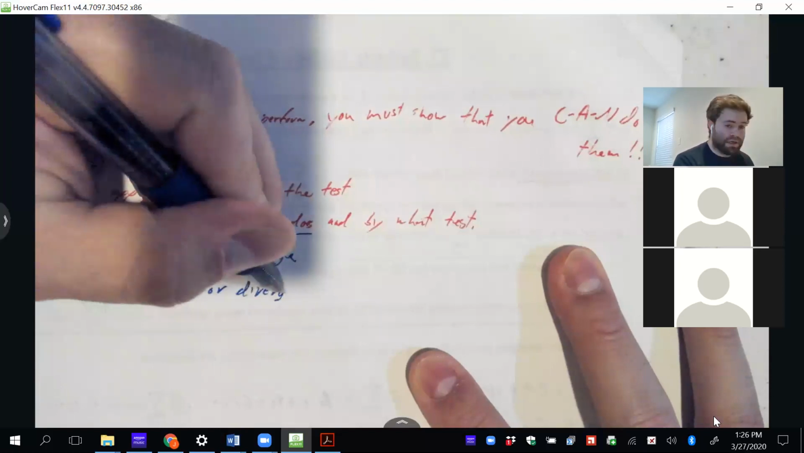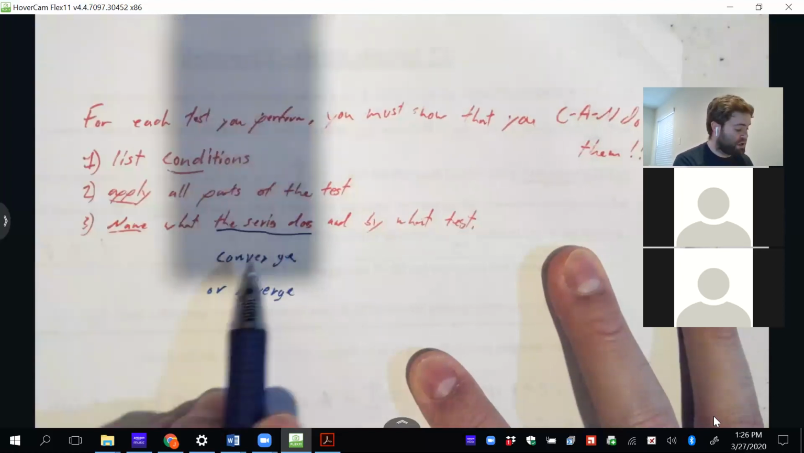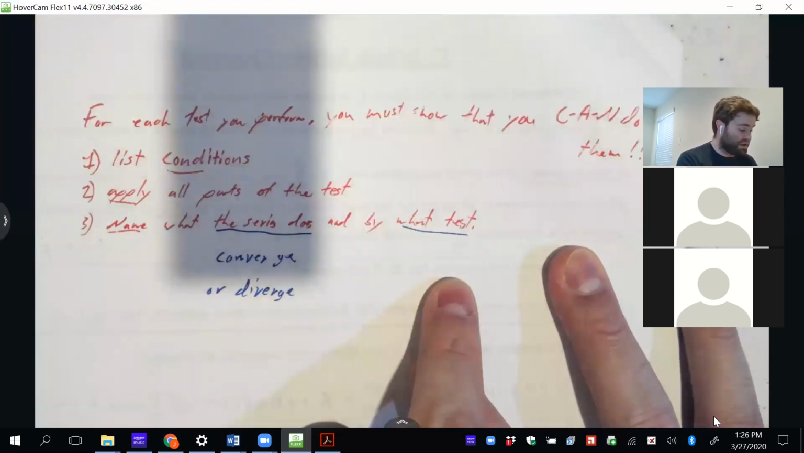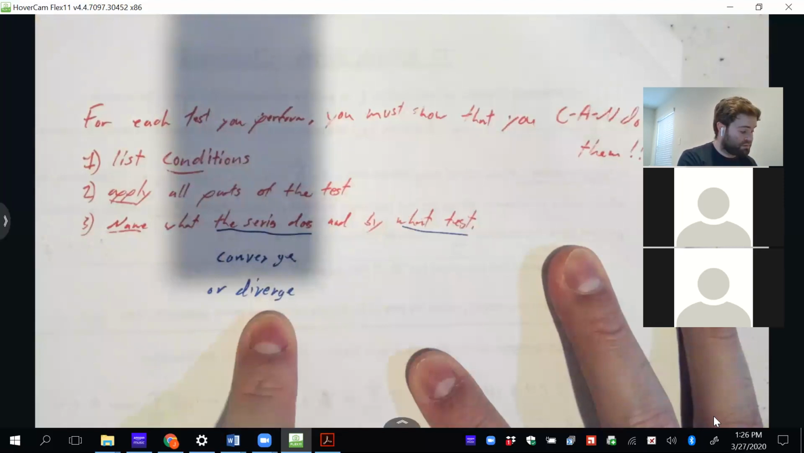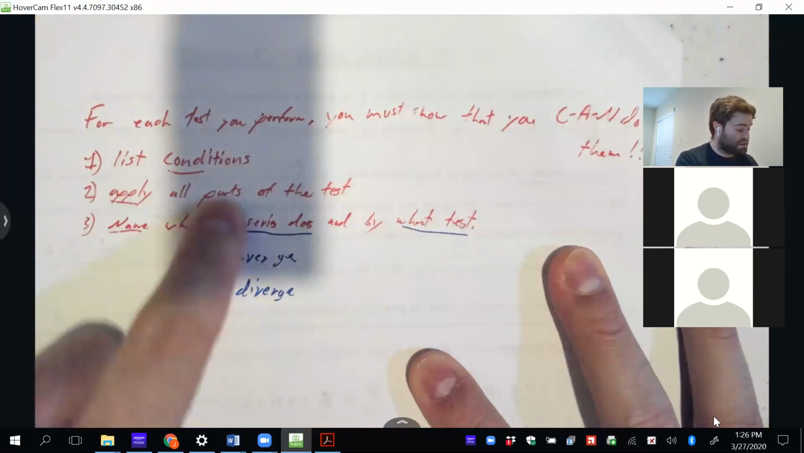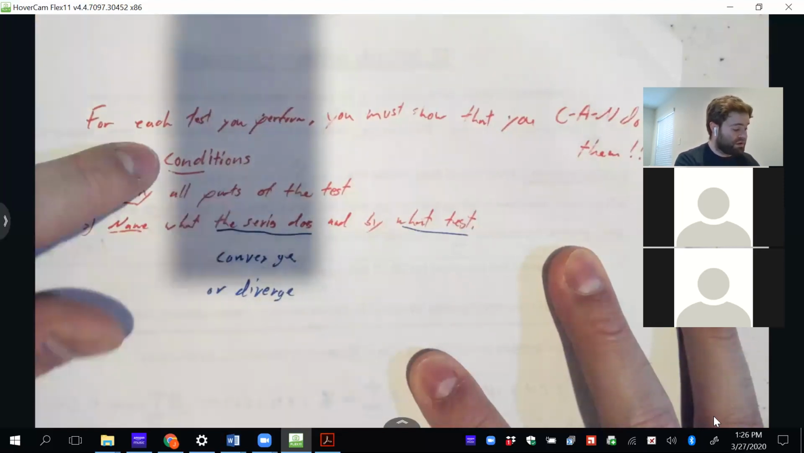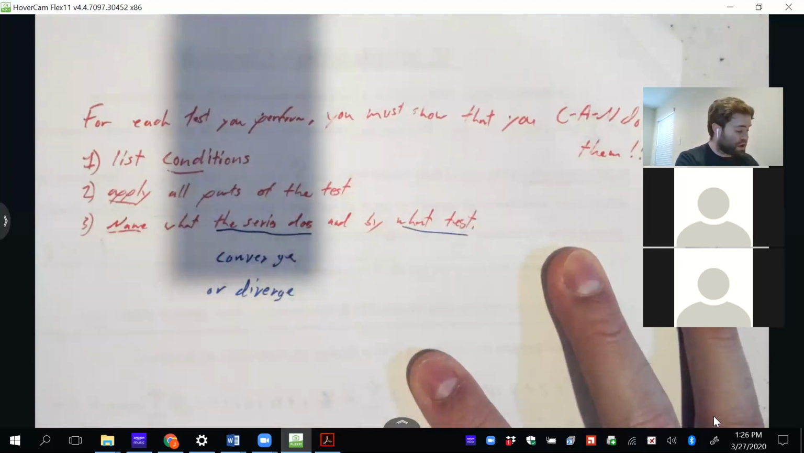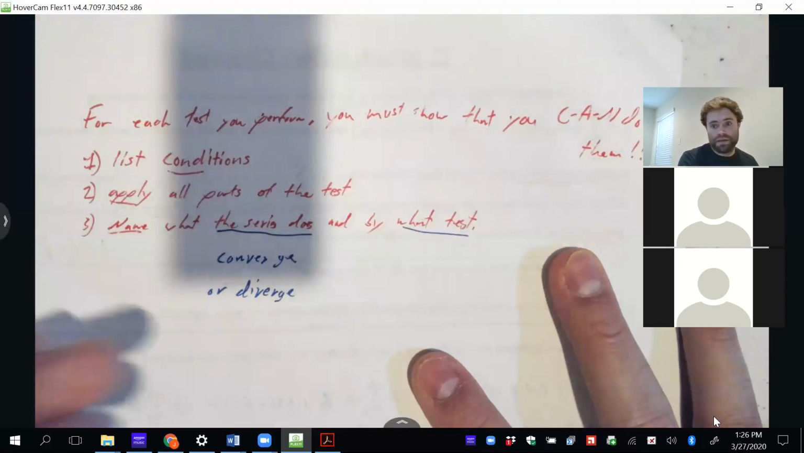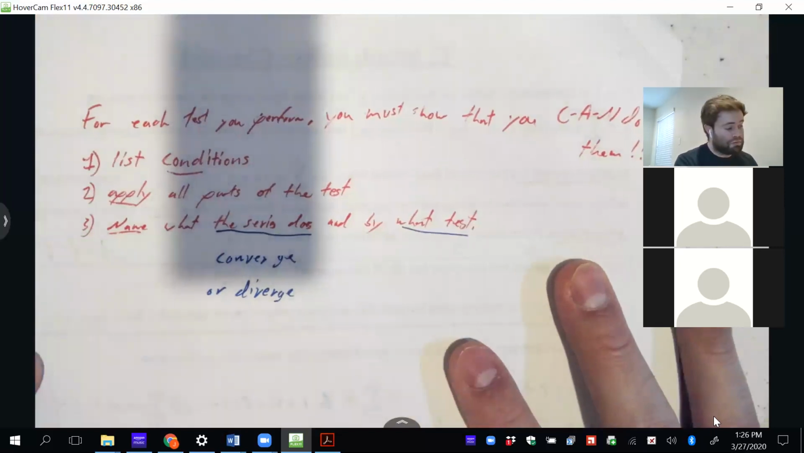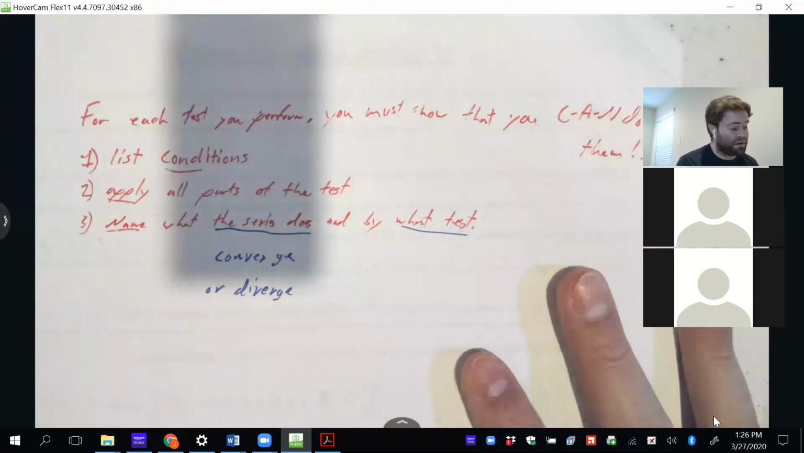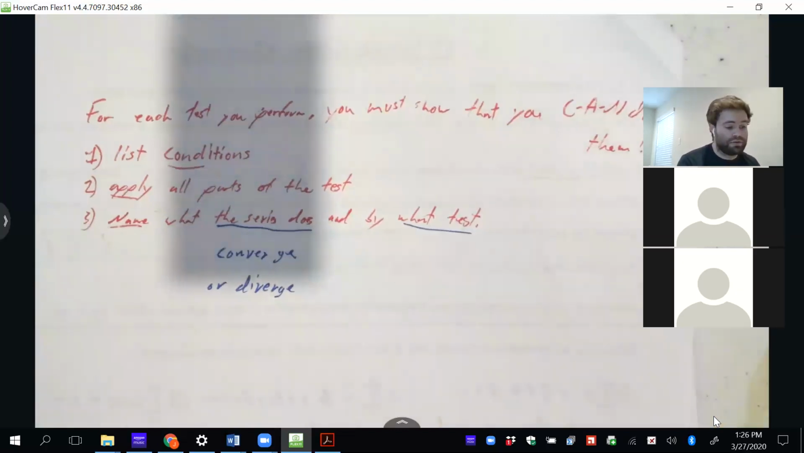Name what the series does, either converge or diverge, and then by what test. You have to say what test you're using, say whether it converges or diverges, apply all parts of the test, and before you can even do the test, list the conditions that show that the test even works. And I will do this throughout the problems I do as well. Anyone you see doing the problems, such as Sal Khan on Khan Academy or the other AP teachers on the YouTube channel, they'll do these things as well.